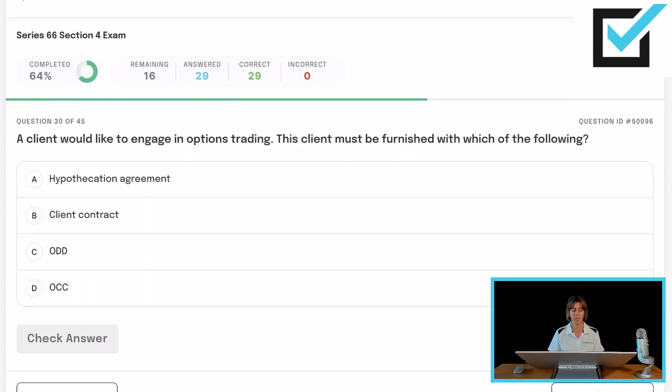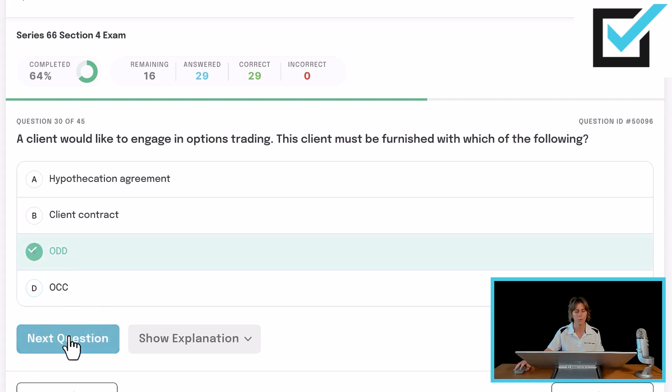A client would like to engage in options trading. The client must be furnished with which of the following? Hypothecation agreement? No, that's margin accounts. Client contract? ODD or OCC? OCC is the Options Clearing Corporation. They guarantee listed options. The ODD is the options disclosure document the client must be furnished with if they would like to engage in options trading.